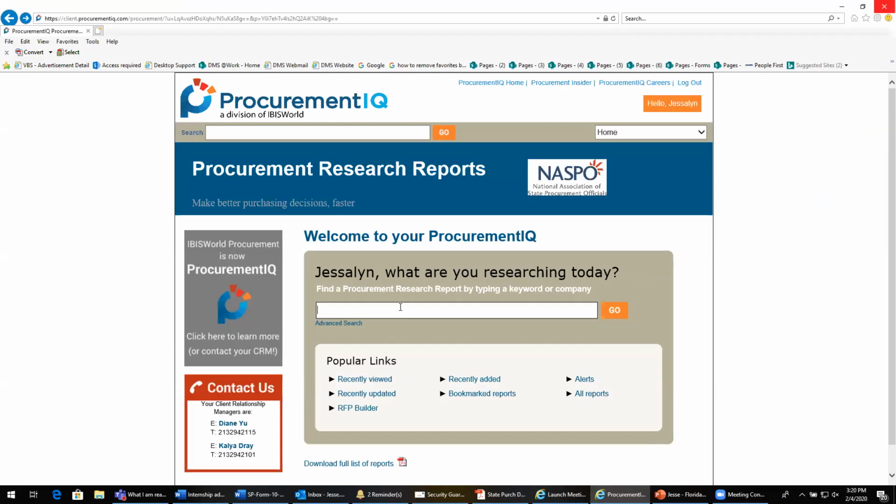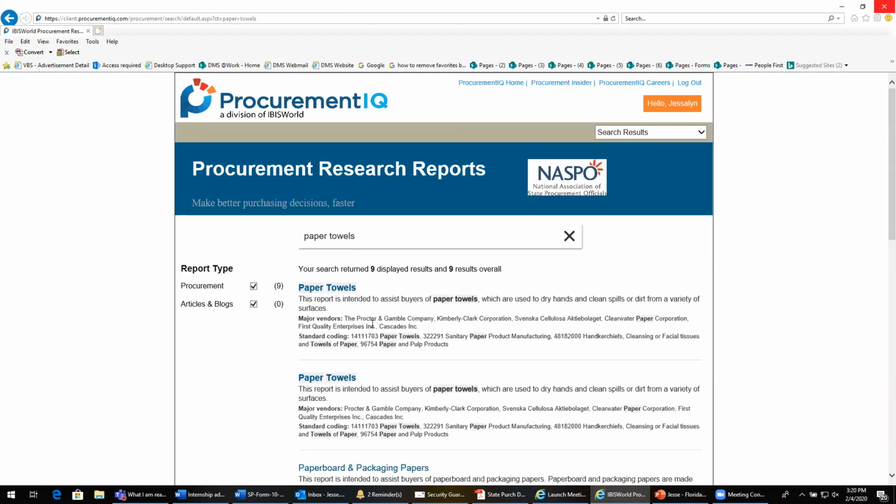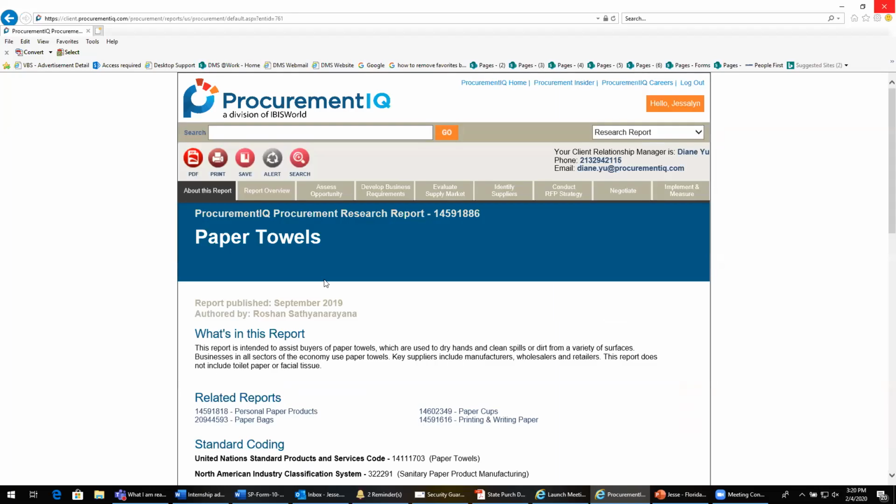It's important that, less is more when you're searching on Procurement IQ. So you may not find something for disposable paper, but you may find 2 different reports, one for paper towels and one for toilet paper. Alrighty, so we just found a report for paper towels, and I'm going to walk you through some of the functions that Florida uses. So Florida loves this report overview tab.